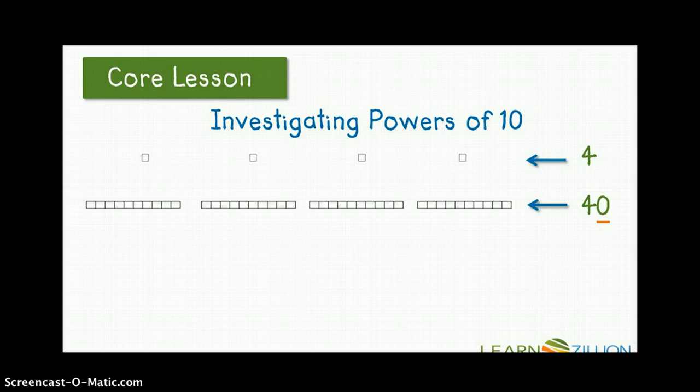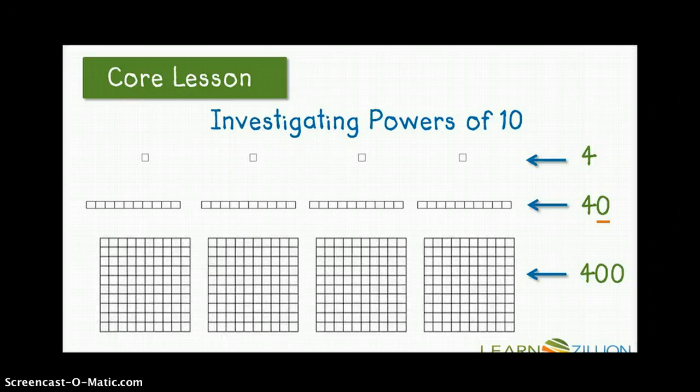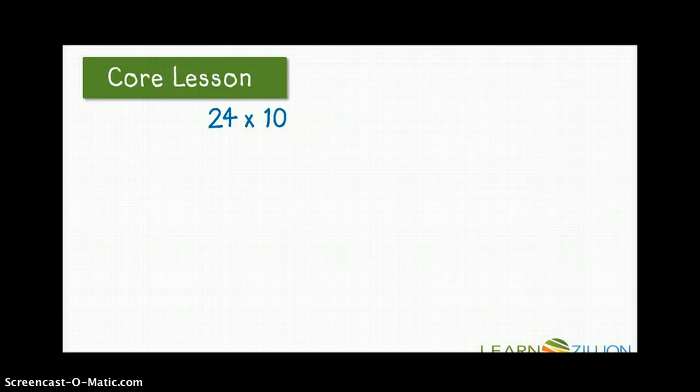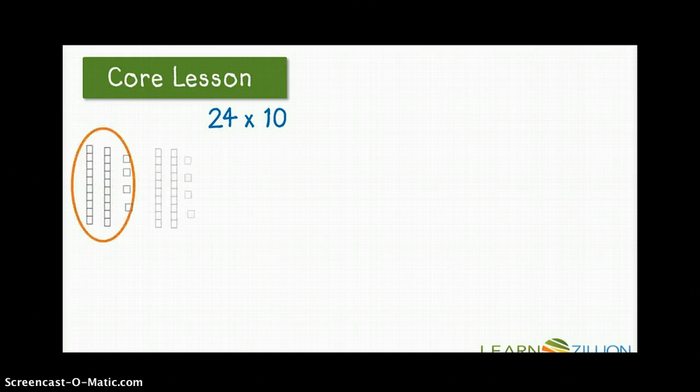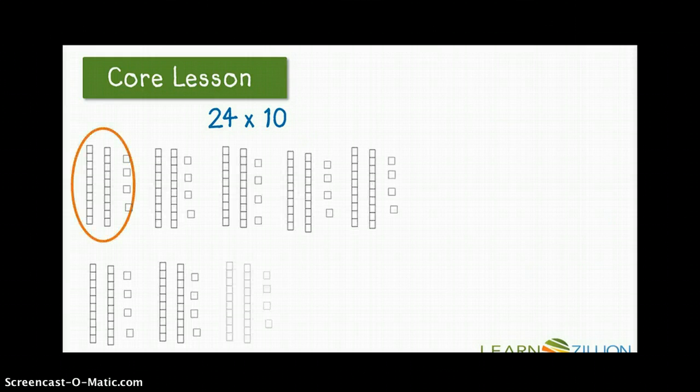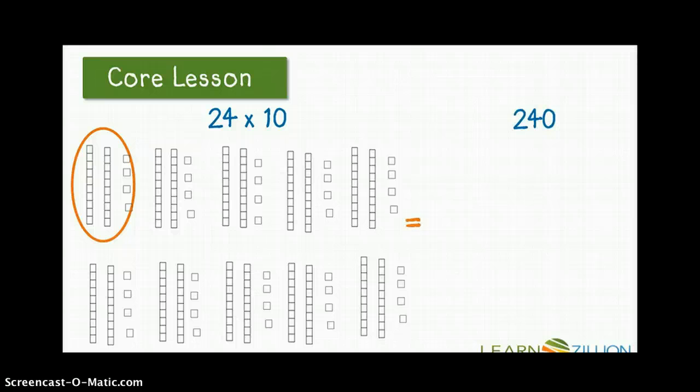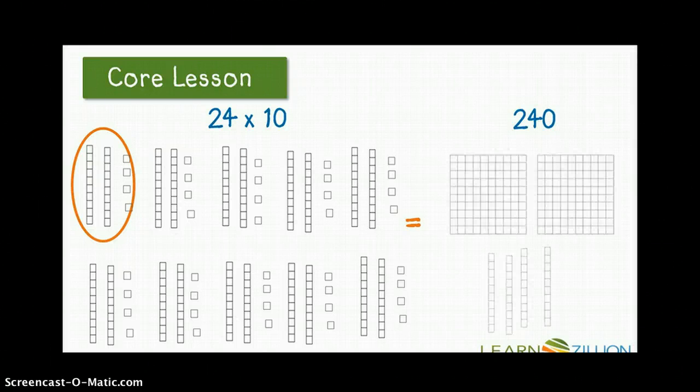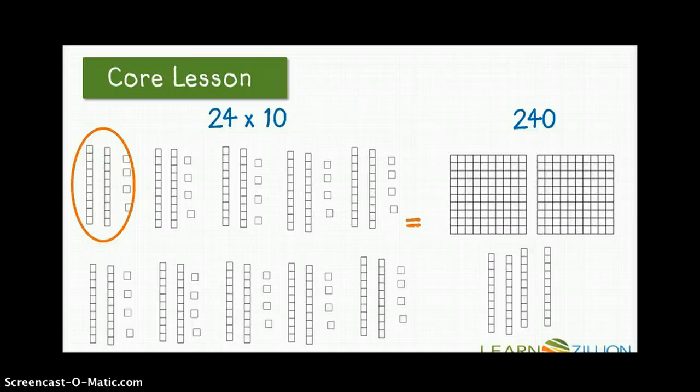Let's increase 40 10 times. If we increase 40 10 times, we create 400. 400 is 10 times bigger than 40, and we added another 0. Let's look at the number 24 and increase 24 10 times. If we increase 24 10 times, we create the number 240. 240 is 10 times bigger than 24.